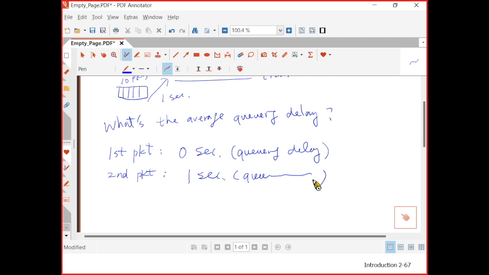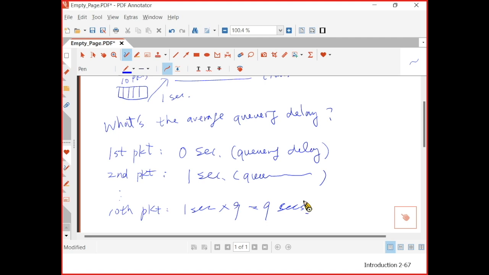If you understand this, I think you can know this. For the 10th packet we have 1 second multiplied by 9. Because the first one, second one, up to the ninth one, all the packets should be transmitted, and then the 10th packet is allowed to be transmitted. So the queuing delay is actually waiting for the packets before the 10th packet. So we have this.